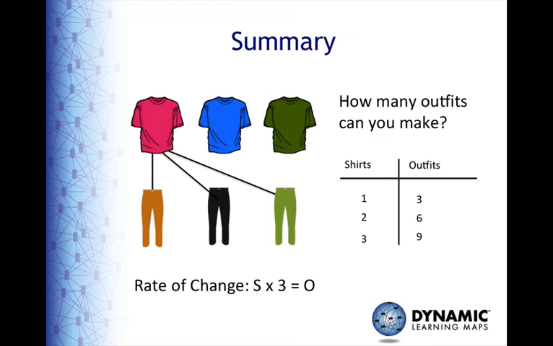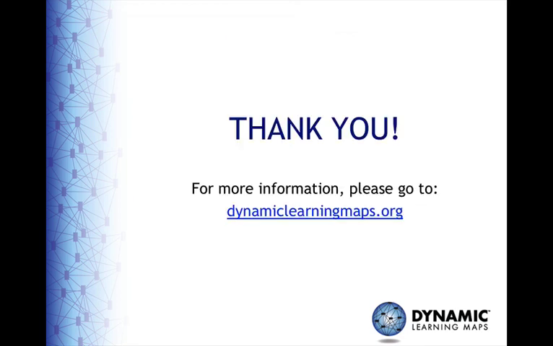In this example, the student has 3 pairs of pants. Every additional shirt will result in an additional 3 new outfits. 1 shirt with 3 pairs of pants results in 3 outfits. 2 shirts with 3 pairs of pants results in 6 outfits. 3 shirts with 3 pairs of pants results in 9 outfits, and so on. The rate of change given 3 pairs of pants is that the addition of 1 shirt results in the addition of 3 outfits. This concludes the module on functions and rates.